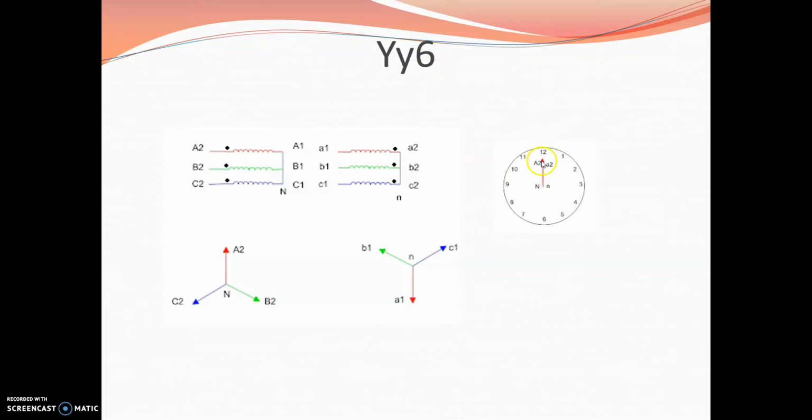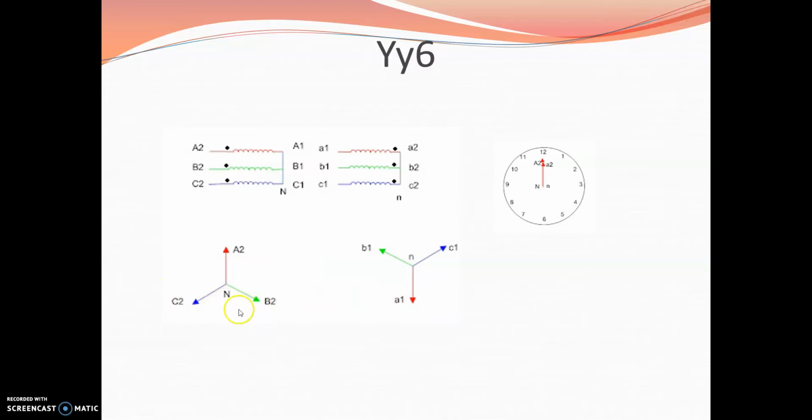The primary is connected at 12 o'clock and the secondary, that is small a2, should be connected at 6 o'clock. That means the clock is going to show 6 o'clock. In the phasor diagram, how are you going to represent it? The primary is connected to A2 and the secondary is connected to a1. Both of them are going to show 180 degrees, that is 6 o'clock, that is opposite in phase.